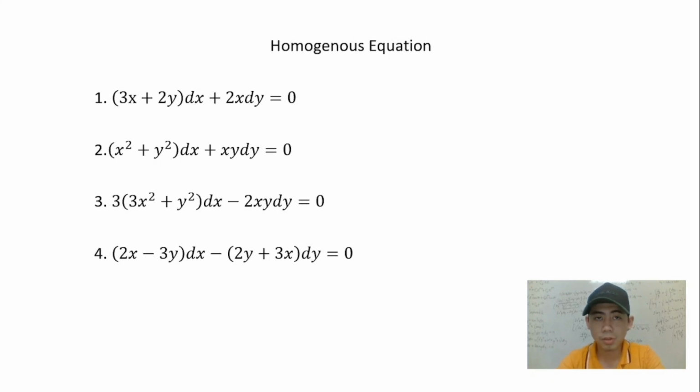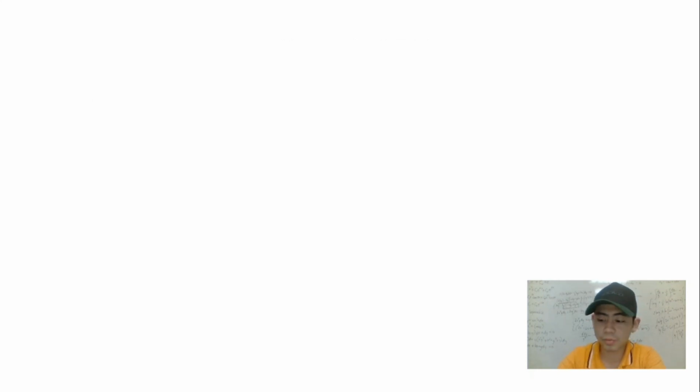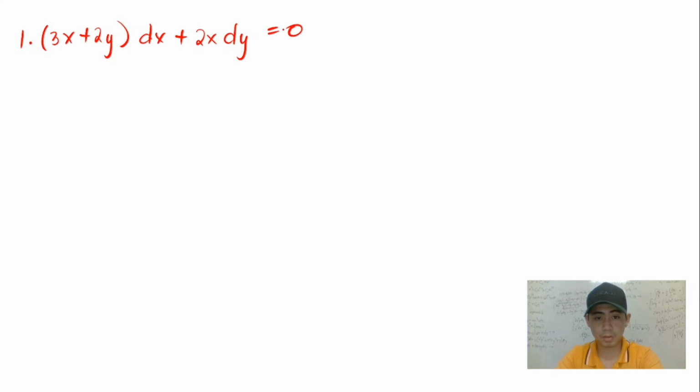So, papasok si homogeneous pagka hindi na kaya ng variable separable. So, continuation siya ng variable separable. So, let's start. For example, number 1, if you have (3x plus 2y) dx plus 2x dy is equal to 0.